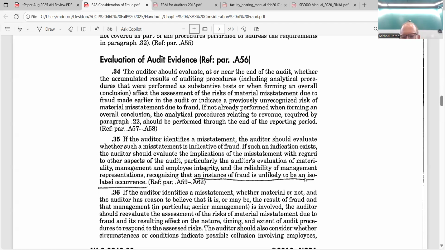An instance of fraud is unlikely to be an isolated occurrence. We just mentioned this. If you find an instance of fraud, you are probably just scratching the surface. There's probably a lot more out there that you haven't found.